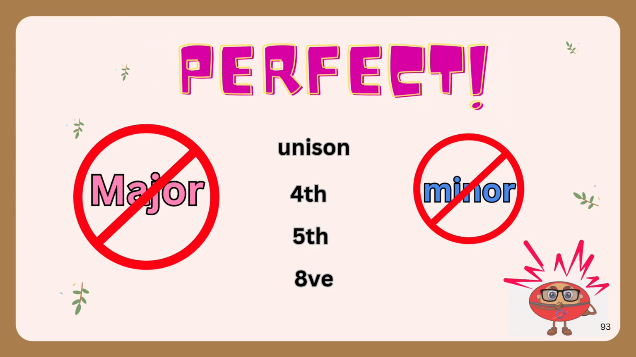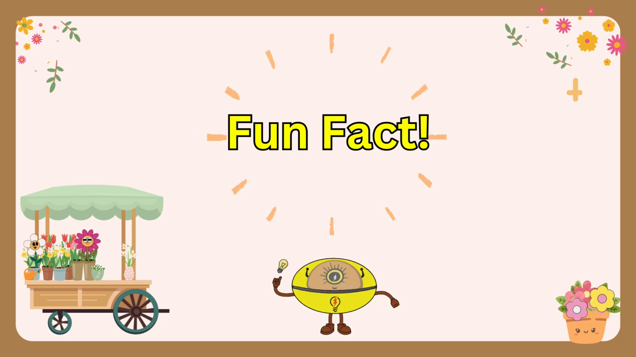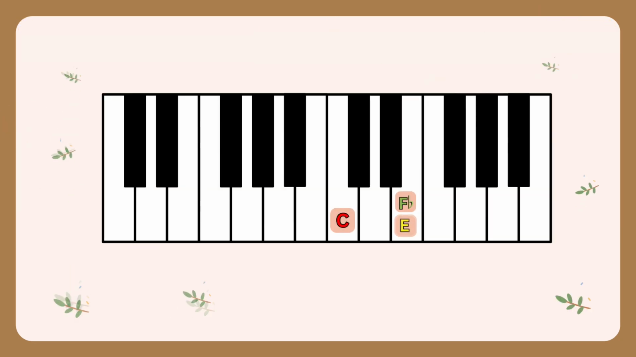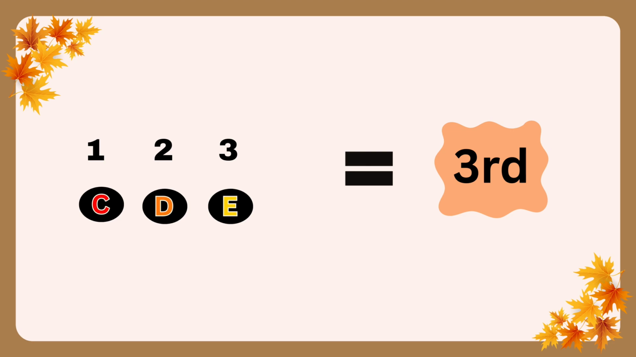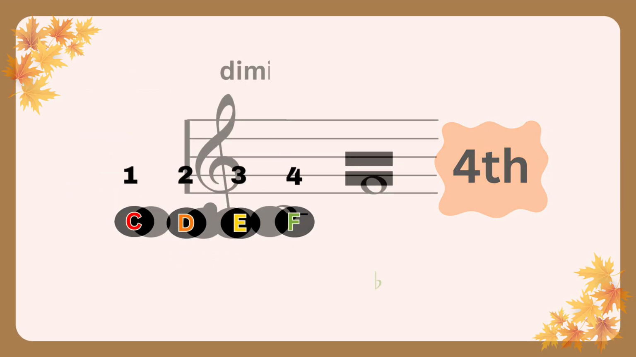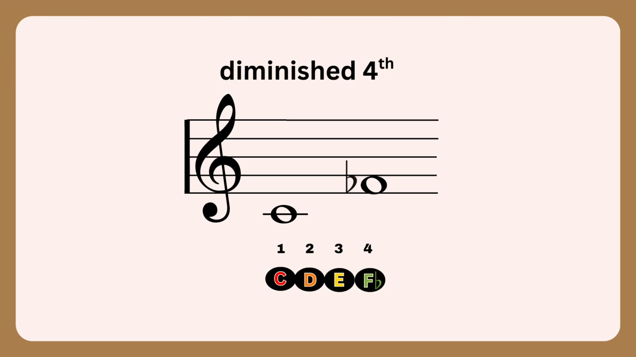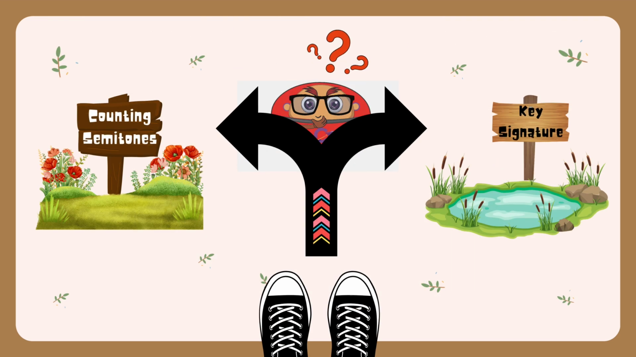It's just perfect. Fun fact: did you notice F flat sounds the same as E? Why do we write F flat instead of E, even though they sound the same? It's because the number of the interval matters. C to E is a third. C to F is a fourth. So C to F flat stays a fourth, even though it sounds like E. All roads lead to Rome.